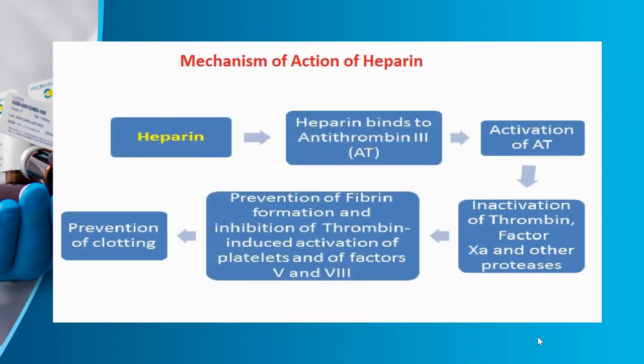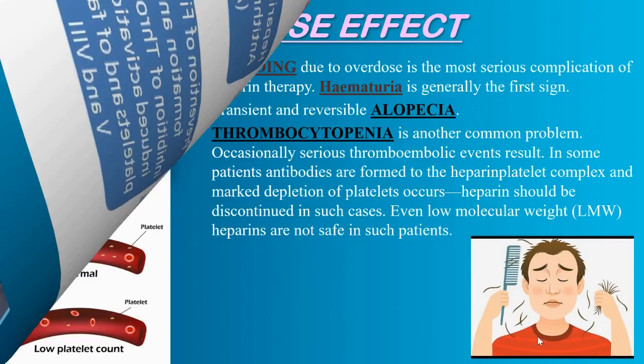In this figure, the same thing I said ahead is written here. Heparin binds to the AT3 and makes a complex, that is the heparin-AT3 complex. Then inactivation of thrombin factor and other proteases, prevention of fibrin formation, and inhibition of thrombin-induced activation of platelets and factors 5 and 8, leading to prevention of clotting.